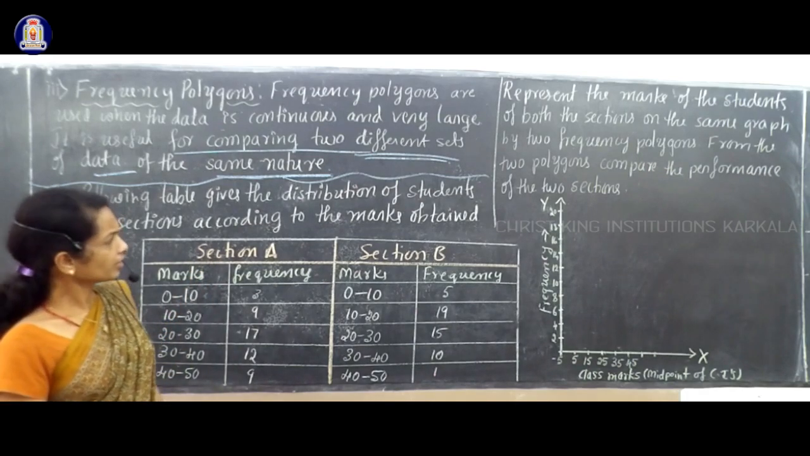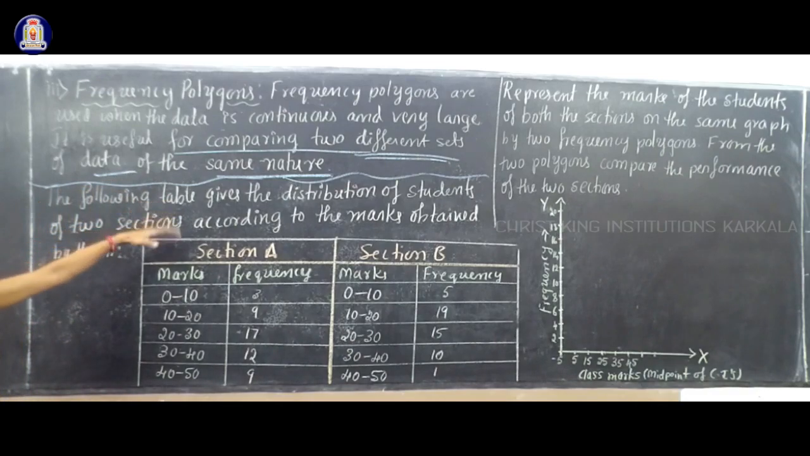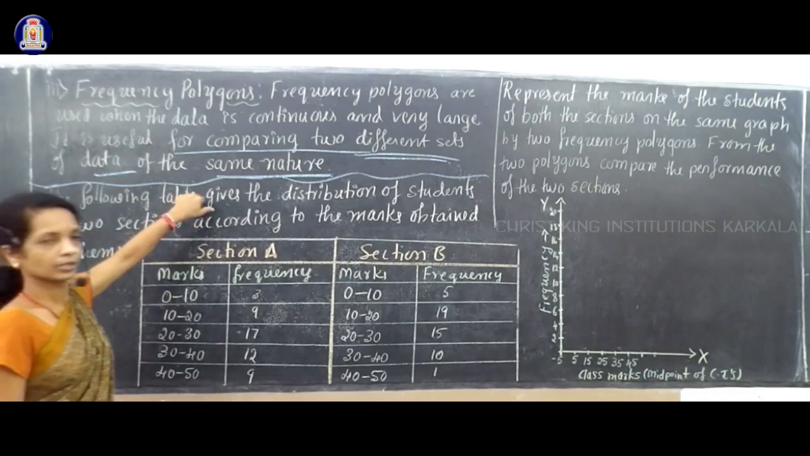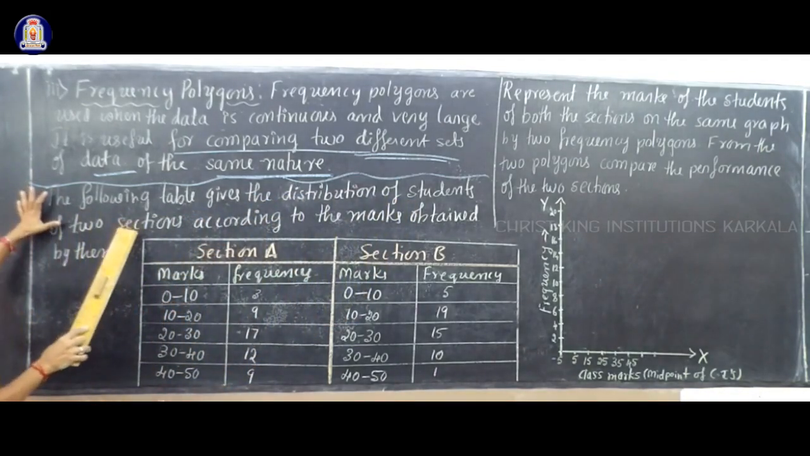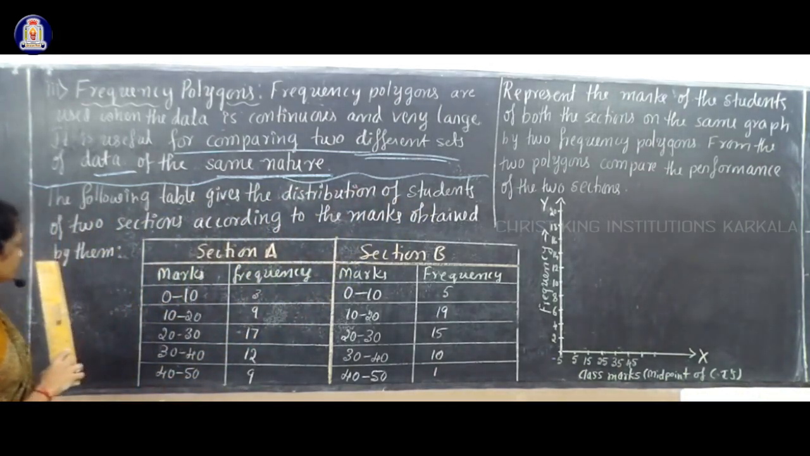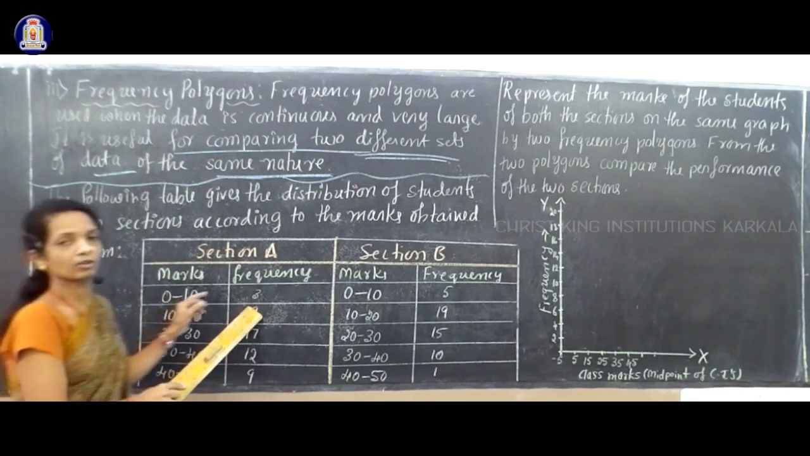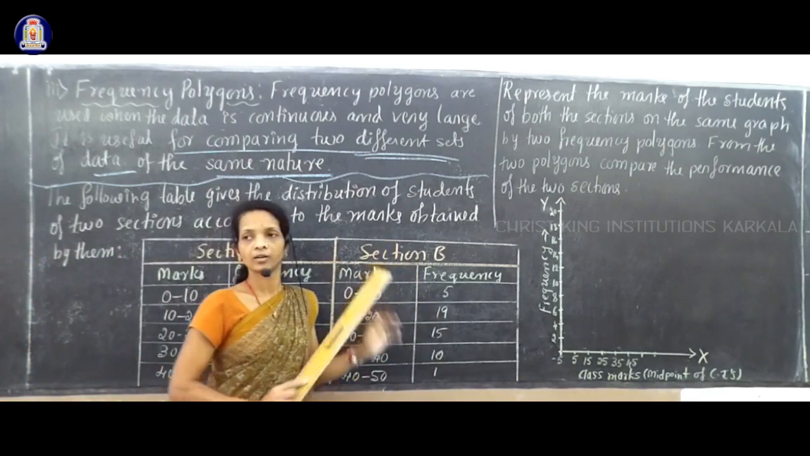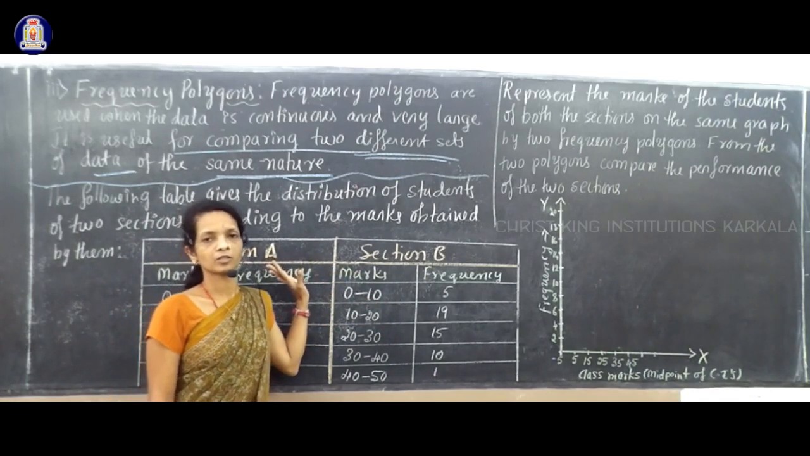And under that, the first problem is the following table. This table gives the distribution of students of two sections according to the marks obtained by them. So here you have section A data in the first and second column, and in the third and fourth column you have section B data. So these two data represent what?